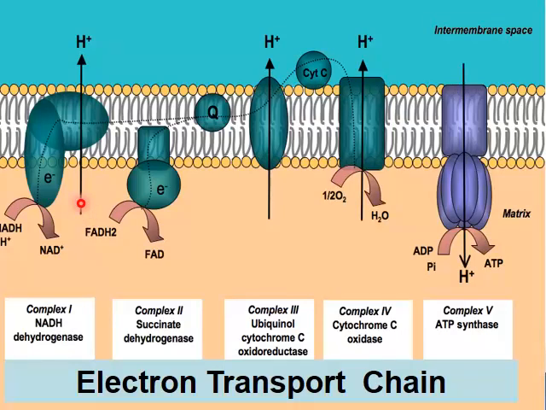Here is the FAD. This is complex 1, and this is complex 2. In complex 2, FADH2 is converted into FAD, and the electrons pass from FADH2 to Q. So Q is reduced to QH2. Q will be receiving hydrogen either from NADH, through NADH dehydrogenase in complex 1, or from FADH2, through FAD dehydrogenase in complex 2.